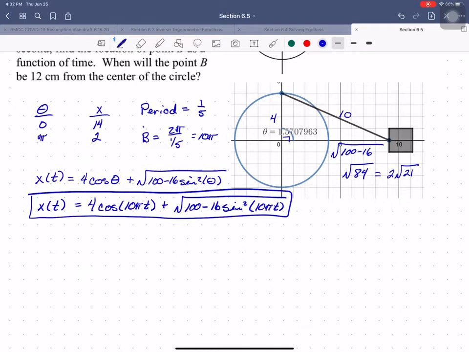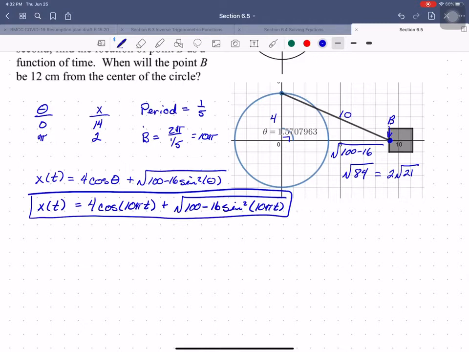That's pretty. Okay, that's part 1. Now let's do part 2. Part 2 says, when will the piston be 12 centimeters from the center of the circle? So remember, this is my point B.